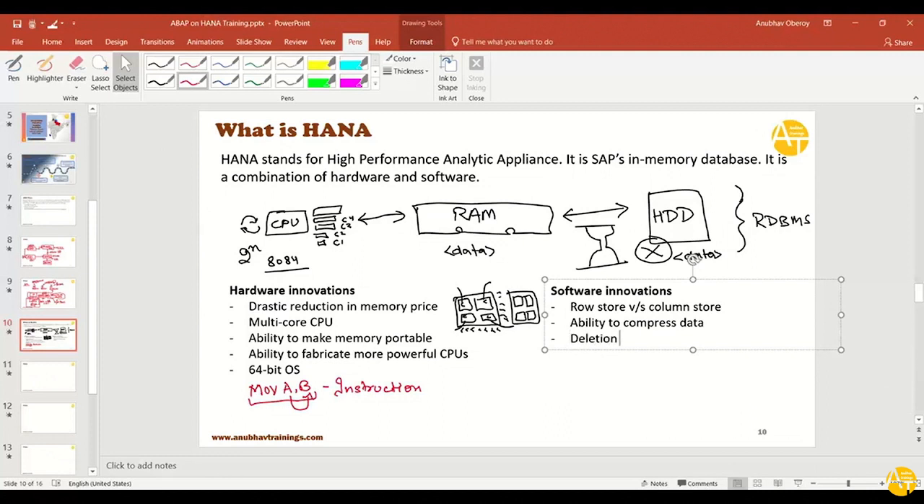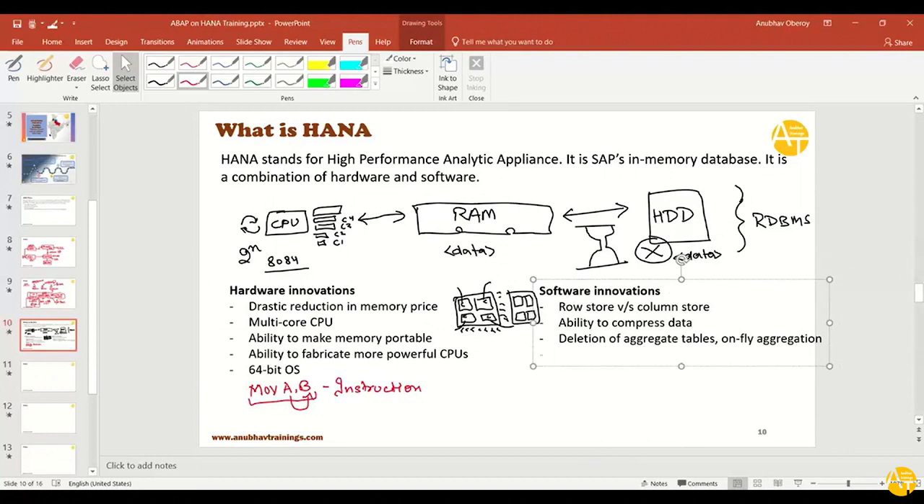The next innovation which happened is the deletion of aggregate tables. I will explain this in my next slide, to make you understand the deletion of aggregate tables, or what we call on-the-fly aggregation. We will talk about it in our next slide in a minute. You will understand it much better.